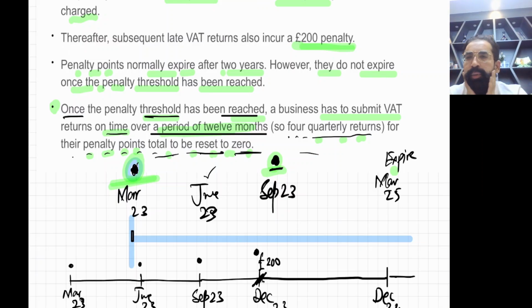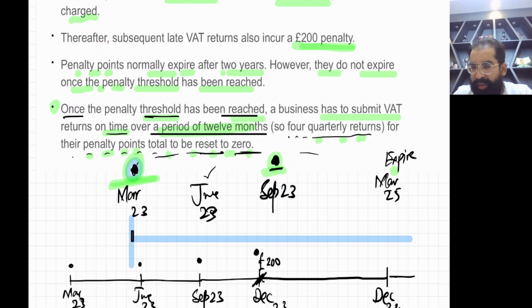As a student, you may ask me this question: Sir, for example, we touch the 4 points and we get a £200 penalty. Now, can we come out of this whole thing? Yes. You need to live 12 months silently. You need to spend 12 months innocently without doing any crime.